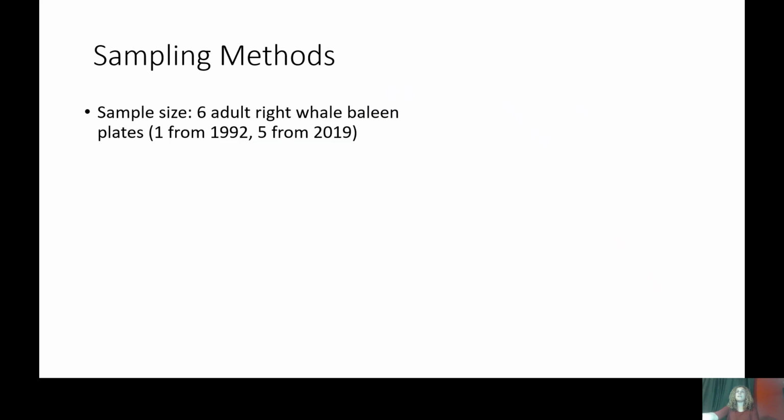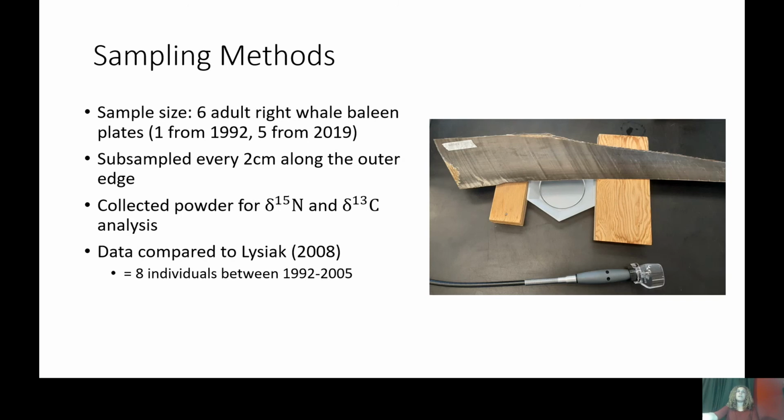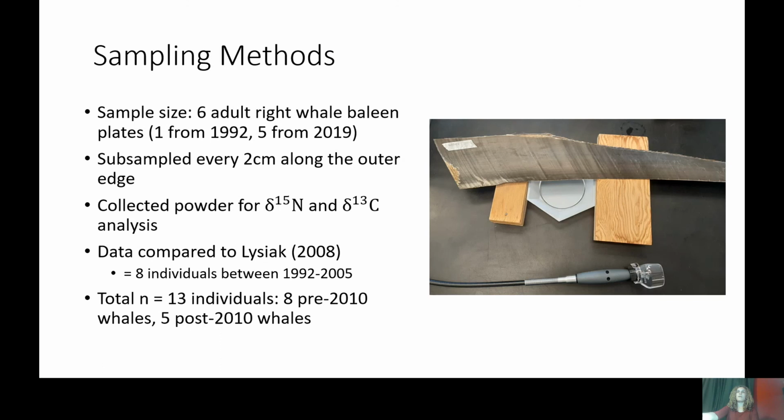So I sampled 6 adult right whales' baleen plates. One of the individuals died in 1992 and 5 of them died in 2019. I subsampled every 2 centimeters along the outer edge of the baleen plate and collected the powder for delta 15N and delta 13C analysis. I compared my data to Nadine Lysiak's PhD data, where she performed similar methods on 8 adult right whales between 1992 and 2005. So the total sample size was 13 individuals, 8 of which represent the pre-2010 whales and 5 representing the post-2010 whales.